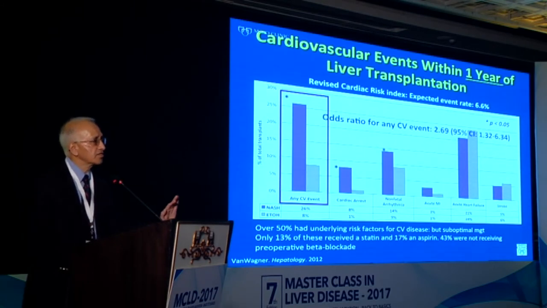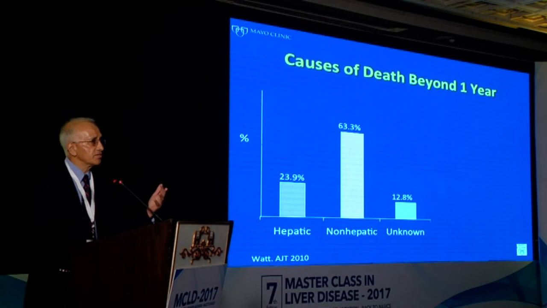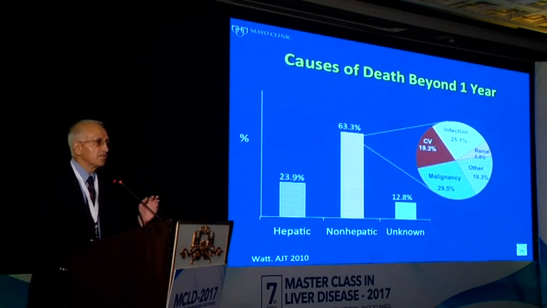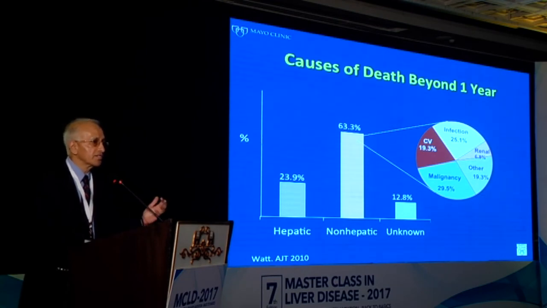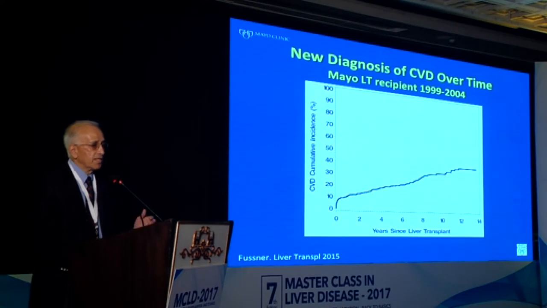Not only are cardiovascular events a concern in the first year, I think it's an even bigger concern beyond the first year. So if you look at deaths beyond the first year, hepatic causes are less common, and they're related to recurrent disease. The major causes of deaths are non-hepatic. And if you look among the non-hepatic causes, then cardiovascular is about 20%. So lose weight, no smoking, aspirin, consider statins in many of these patients. And when we followed patients over time, in about 10 years, 30 to 40% have some cardiovascular disease.